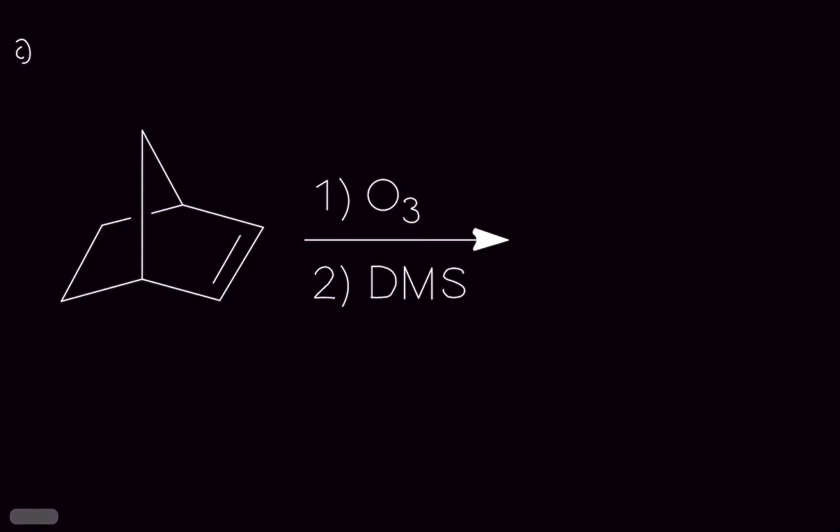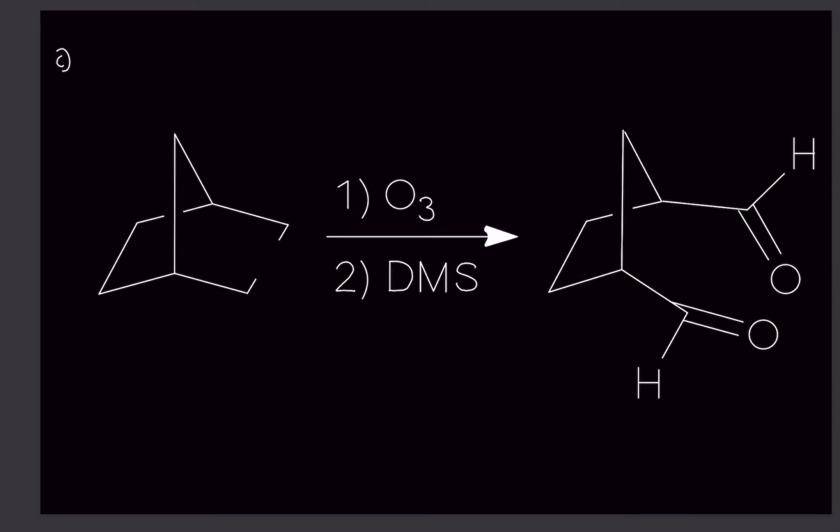Oh, what about this one? Ozone and DMS. Okay. Even though this looks so complicated, all you need to do is do exactly what we've been doing. Erase this. Get rid of this. Do this. And then put our oxygens here. Make sure they're double bonded. And then that's our answer.